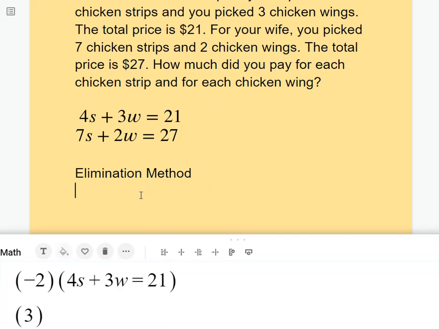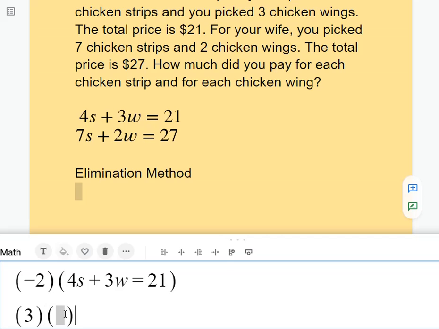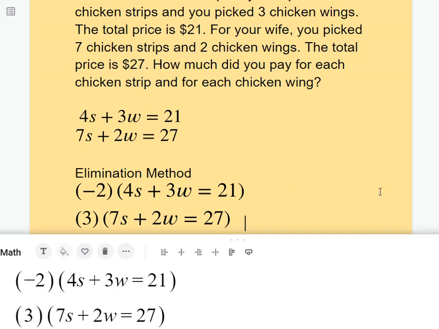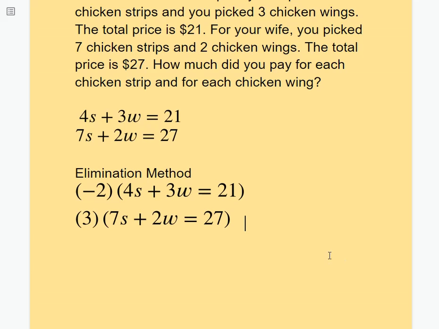Actually, I gotta put my stuff there, because wherever you put your cursor is where it appears. It took me a while to mess with this and figure it out. Okay, so that's 7s plus 2w equals 27, right? That's the second equation. So you multiply that by 3. Let's enter the math in there, that way everybody can see it. See? So that's what we're seeing over there. Let's close that. So you see that, right?